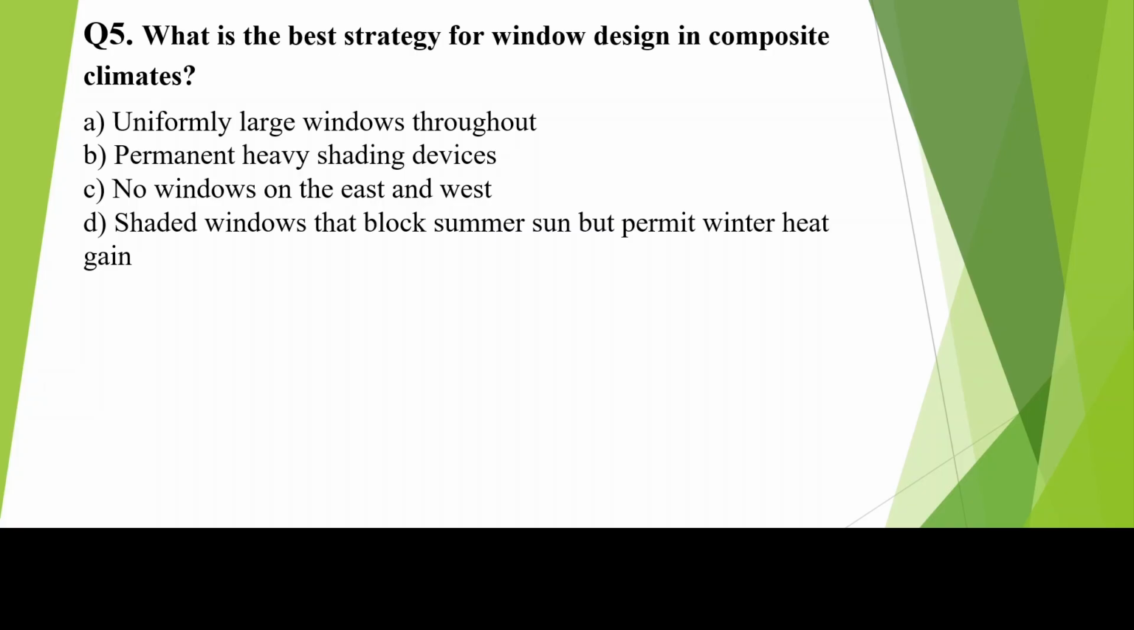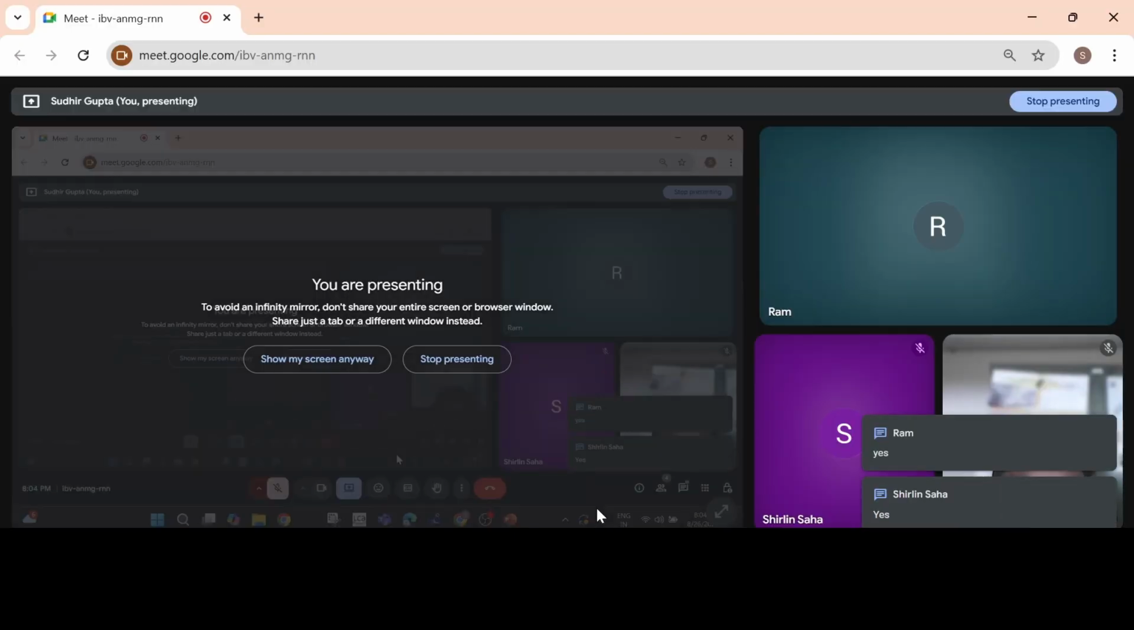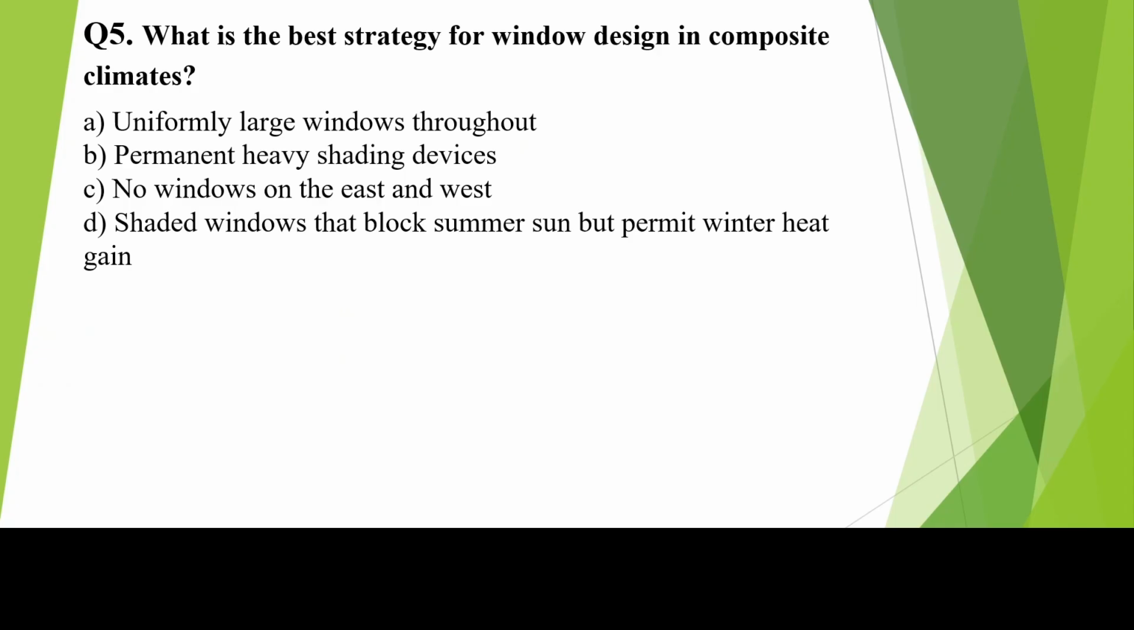And for such kind of composite climate conditions, controllable shading devices become very essential so that we can adjust them as per the seasons and adapt to the seasonal variations. So adjustable shading devices are preferable in such climate conditions. Okay, so I think it is clear to all of you. Is it clear? Or do you have any questions? Okay, so it is clear. So let's move to the sixth question then.